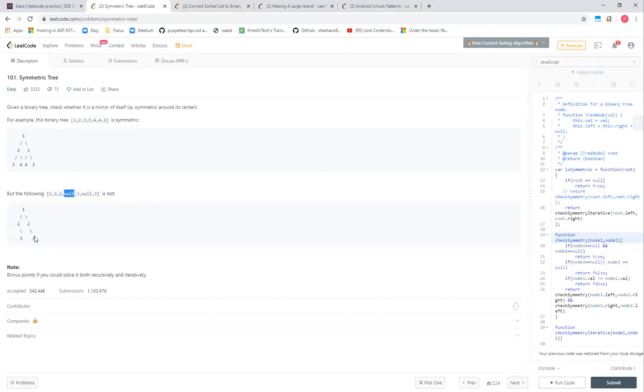Actually, this input thing is interesting because each level has 2 raised to the power n elements. Like 1, then 2 elements at the second level, then the third level will contain 2 raised to the power 2, so 4 elements. And it is starting from null 3, null 3. So this is not a palindrome on one level, and from here we can see that this won't be a symmetric tree. Am I closer?